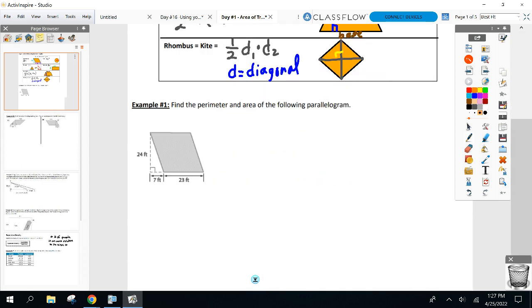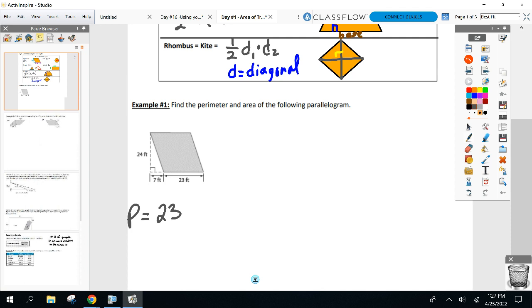Number 1, I got a parallelogram. Find me the perimeter first, and then we'll talk area. You guys know perimeter is all the sides added up. Well, I got one side of 23, and I have no information about the other 3 sides.